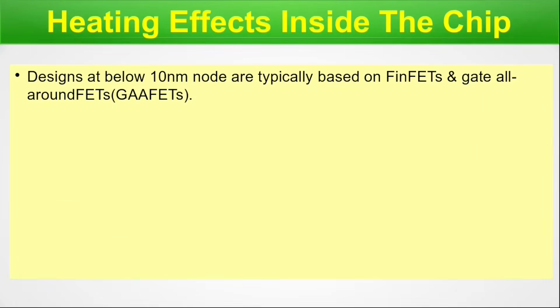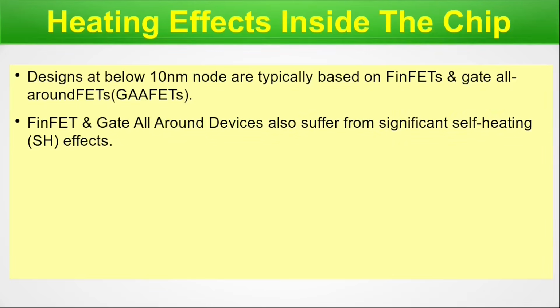Designs below the 10 nanometer node are typically based on FinFETs and gate-all-around FETs. I just mentioned this in the last slide. FinFET and gate-all-around devices also suffer from significant self-heating effects. As I mentioned, most of these FinFETs and the gate-all-around may be SOI devices to reduce the leakage, and hence the self-heating effect comes into play. One more thing I'd like to mention: because of the buried oxide layer, the heat cannot dissipate, but for bulk, it can dissipate through the substrate. However, for the buried oxide layer in SOI devices, the heat cannot go out. So whatever heat is generated stays within the chip.